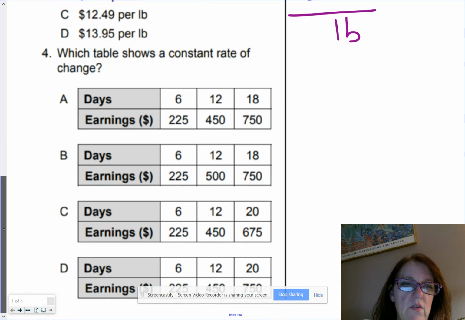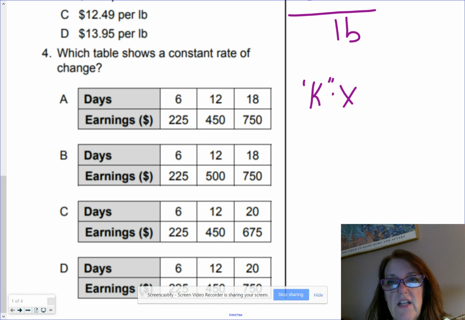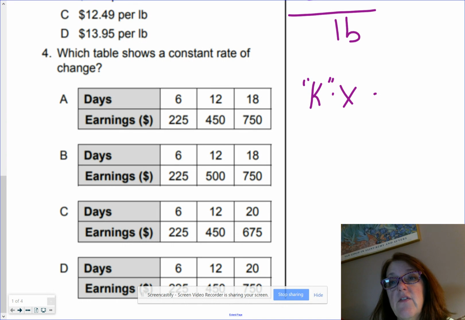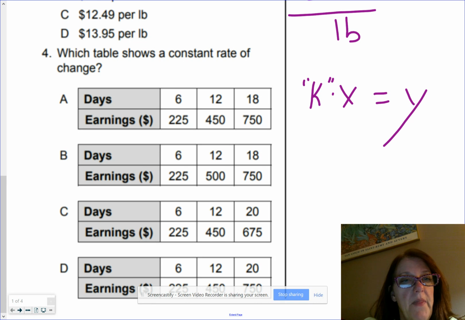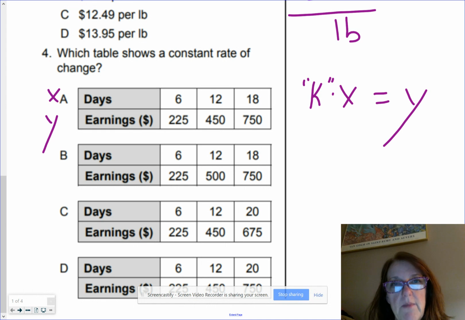Number 4, you've got to show me some work here. If there is a constant rate of change, that means it's a proportional relationship. And that means that there is some value that we call K, this constant number, that is multiplying your X value every single time, and that gives you your output or your Y value. And the top row is the X value, okay, and the money, the bottom row in your table, is the Y value. Okay, so you've got to ask yourself, 6 times some magical number is 225. 12 times what gives you 450? 18 times what gives you 750?